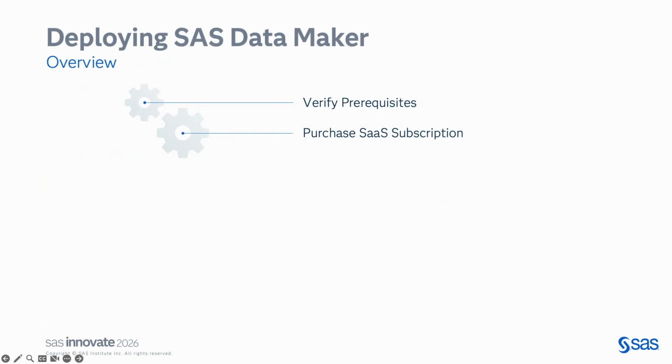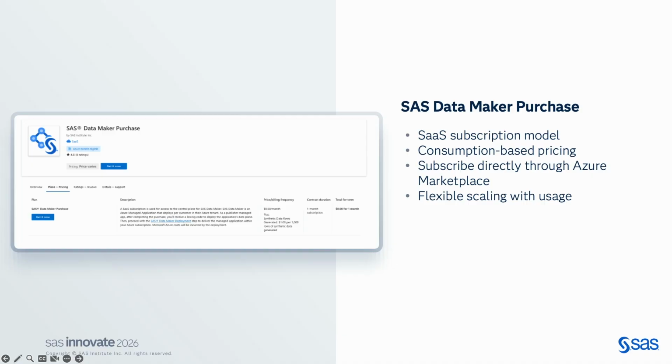As I said, Data Maker is available in the Microsoft Marketplace. It's available as a software as a service subscription. So the first step towards acquiring Data Maker is to go to the Microsoft Marketplace and look for this SAS Data Maker purchase listing. This uses the Microsoft software as a service subscription model, and Data Maker is completely consumption-based pricing. So what that means is you can go and deploy Data Maker.